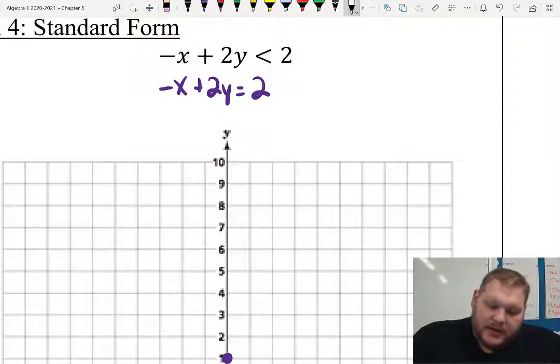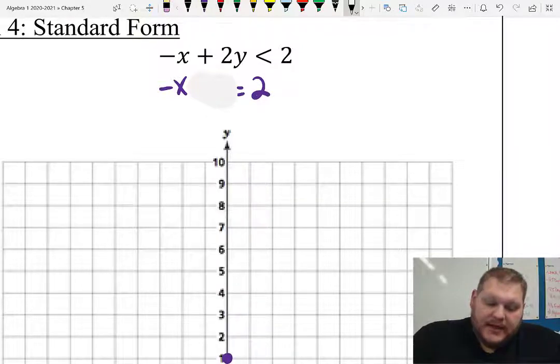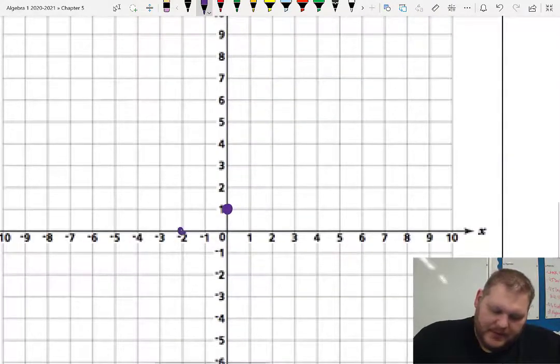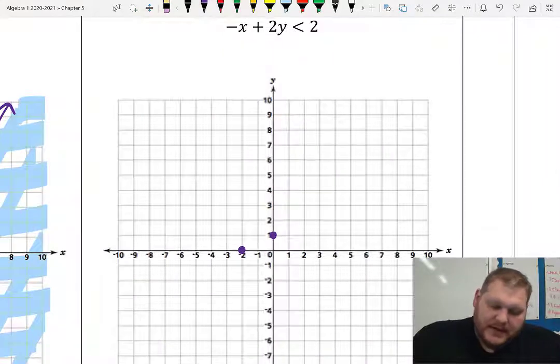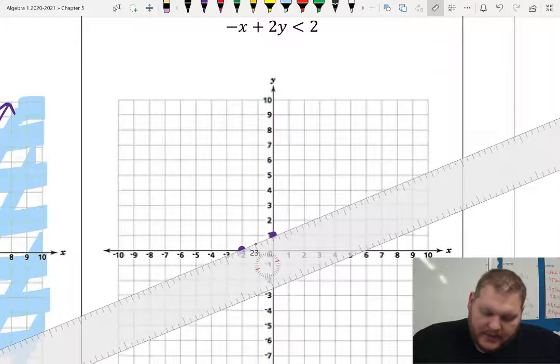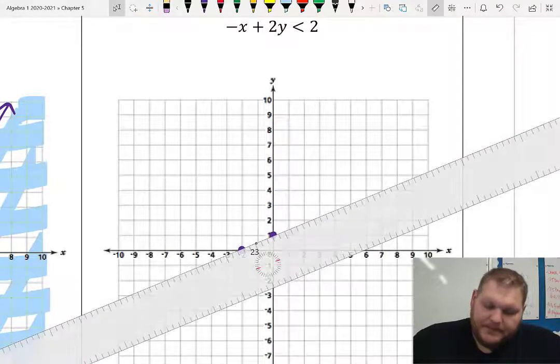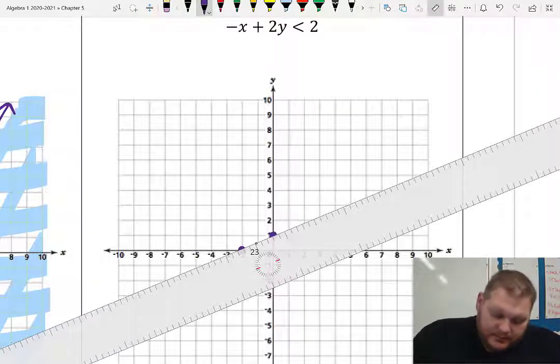If I go ahead and boop, cover up my y values, if negative x equals 2, my x-intercept is negative 2. So negative 2, those are my 2 points. So now I can get rid of all that scratch work there. I'll grab my ruler, line up my 2 points as best I can. Now looking at my inequality, it is back to just a less than symbol, no or equal to. So it should be a dotted line all the way across.